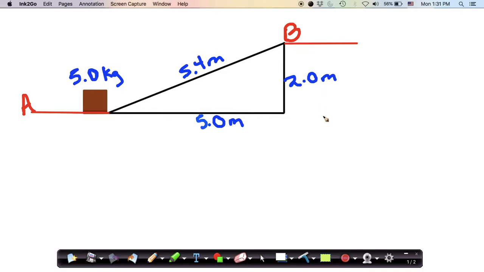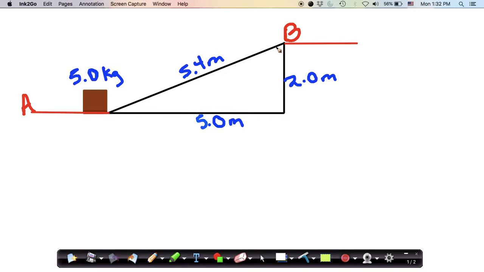We could just lift it directly, but if we want to make things a little easier for ourselves, we can use an inclined plane, a simple machine, and push the box up this inclined plane. The inclined plane in our example has a horizontal length of 5.0 meters, a vertical length of 2.0 meters, and a diagonal length of 5.4 meters.